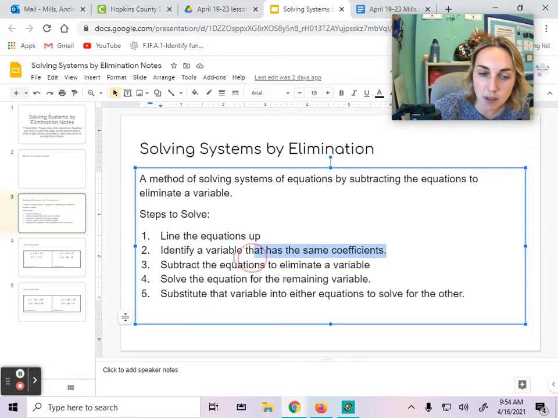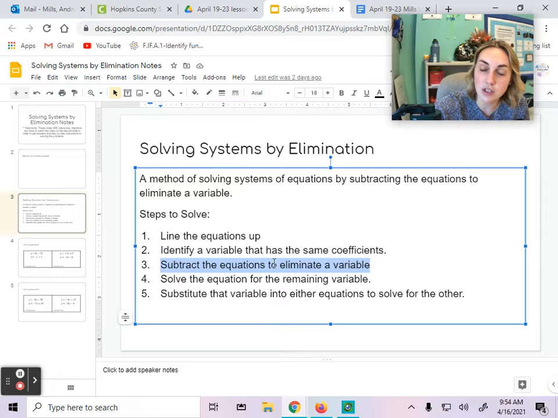Once you do that, you're going to identify a variable that has the same coefficient. So you're going to look at your variable, your x or your y value, and you're going to figure out which one has the same number in the coefficient. Okay? And I'll show you that in just a second too. Once you identify that variable, you're going to subtract the equations to eliminate that variable. Once you subtract, then you can solve for the variable that's left over.